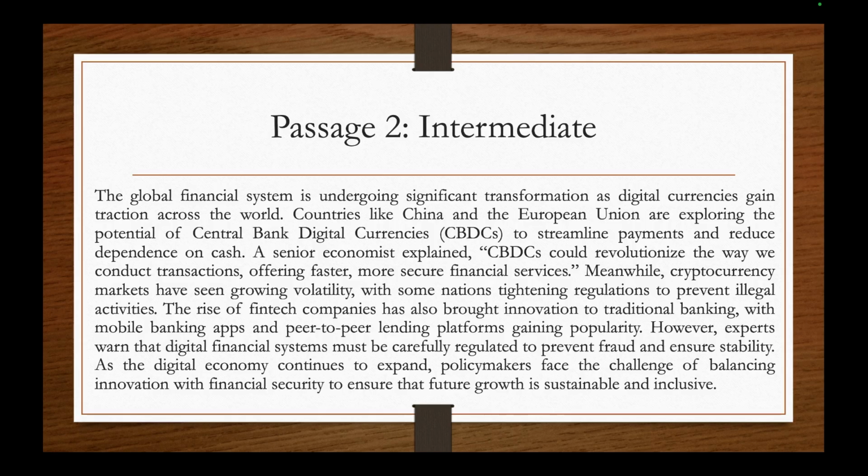Meanwhile, cryptocurrency markets have seen growing volatility, with some nations tightening regulations to prevent illegal activities. The rise of fintech companies has also brought innovation to traditional banking, with mobile banking apps and peer-to-peer lending platforms gaining popularity. However, experts warn that digital financial systems must be carefully regulated to prevent fraud and ensure stability. As the digital economy continues to expand, policymakers face the challenge of balancing innovation with financial security to ensure that future growth is sustainable and inclusive.